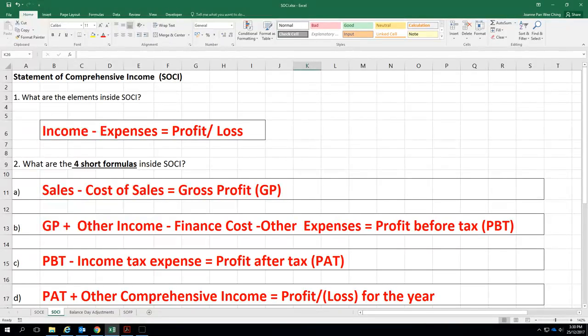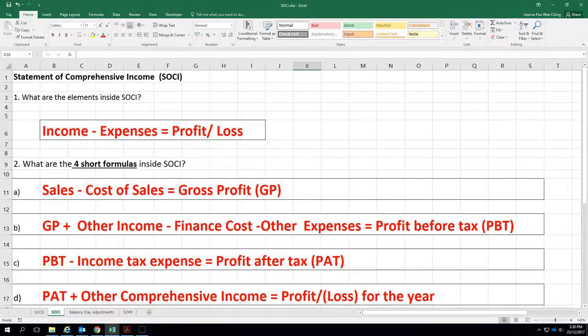Remember, elements in the framework are like assets, liabilities, income, expenses, equity. They are the 5 elements. So it's very important to be very sure of what the elements inside SOCI are. There are 2 elements inside SOCI: income, expenses. So when you deduct expenses from the income, we get profit or loss for the business.